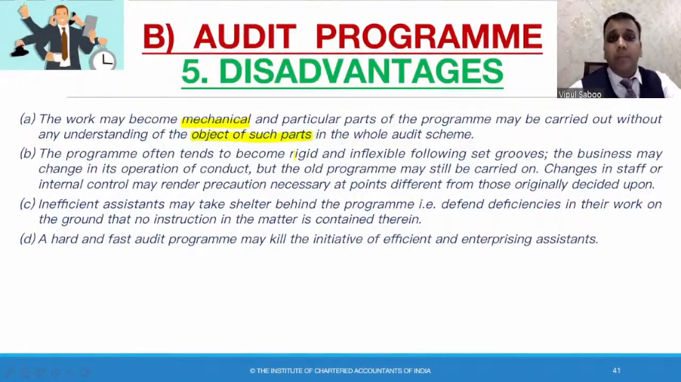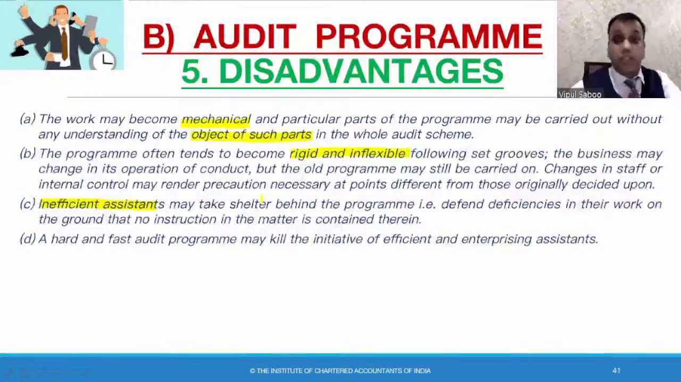Sometimes the program becomes rigid and inflexible. You want to customize it, but you have been asked not to customize it, right? Or there is a huge labor turnover in the organization. So sometimes it is of disadvantage. Sometimes inefficient assistants may take shelter behind the program. There are some deficiencies in the program.